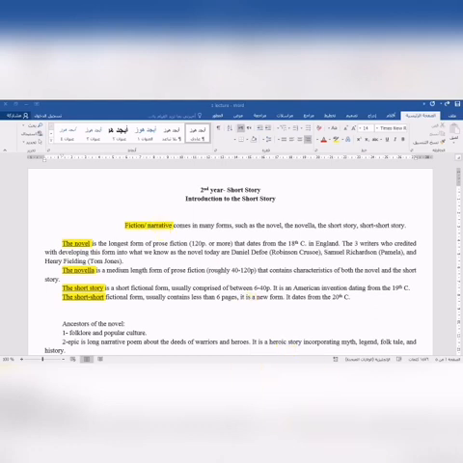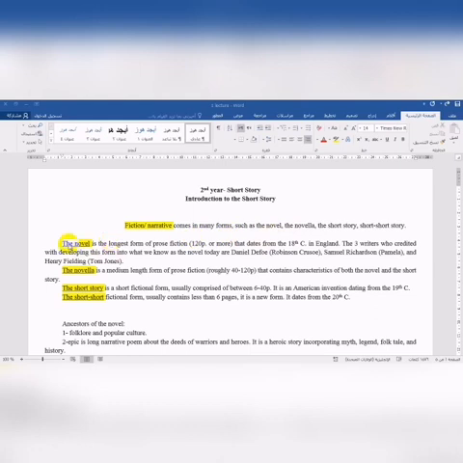Students, narrative comes in many forms. For narratives we have different forms. Sometimes it is a novel, other times a novella, a short story, or a shorter short story. The difference between these four types is the length, the page numbers. The largest one is the novel, then the novella, then the short story, then the short story. So we are going to define each one of them separately.